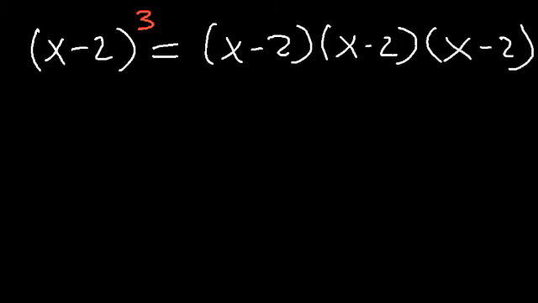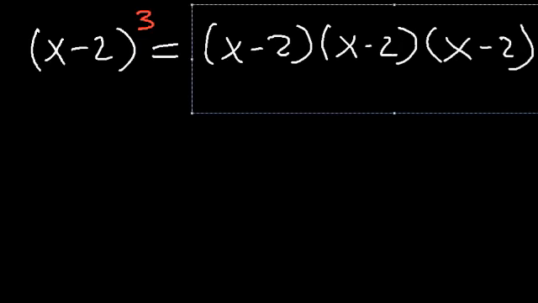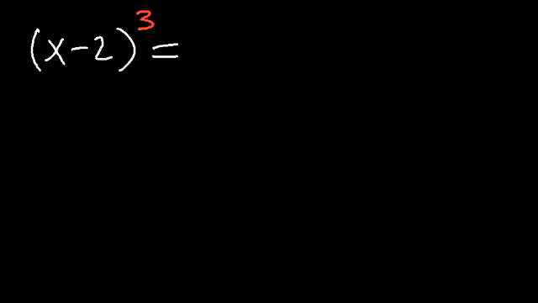Now, there's two ways you can do this. You can multiply x minus 2 three times, or you can use the binomial theorem to help you expand this expression. We're going to do it both ways. But first, let's use the binomial theorem, and then we'll confirm the answer by actually foiling these three terms. So you need to be familiar with Pascal's triangle.